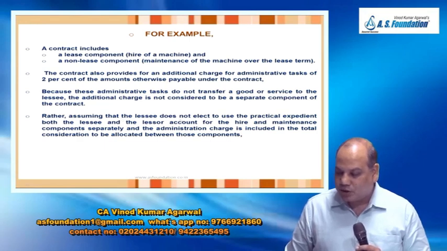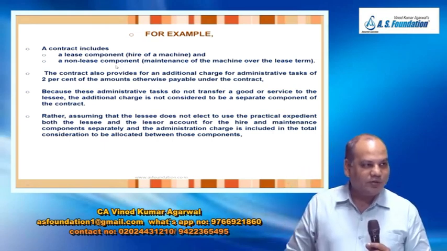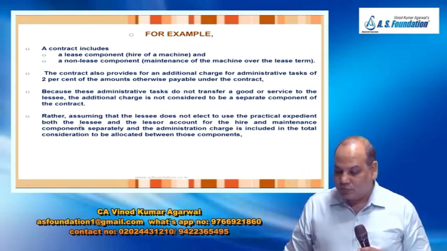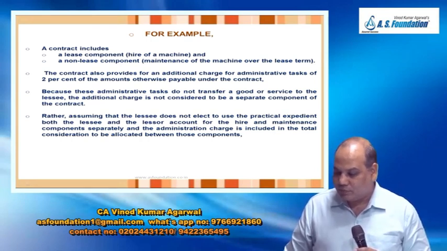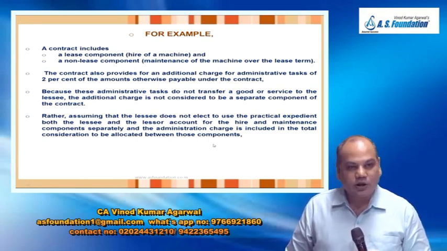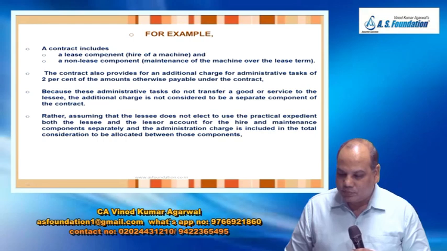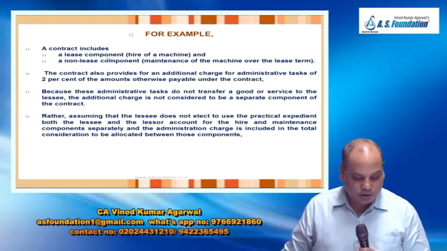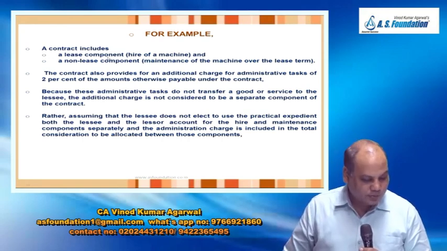Rather, assuming that the lessee does not use the practical expedient, because if you use the practical expedient, then everything will become one only. Then in that case, both the lessee and the lessor account for the hire and maintenance component separately, and the administration charge is included in the total consideration to be allocated between these 2 components. So you will find out what is the value of this part, and administration cost will be allocated to the 2 parts. That calculation you will learn in the subsequent paragraphs.